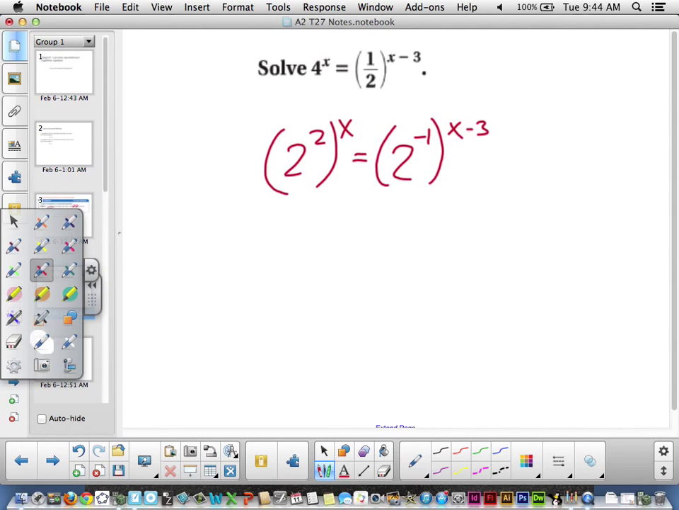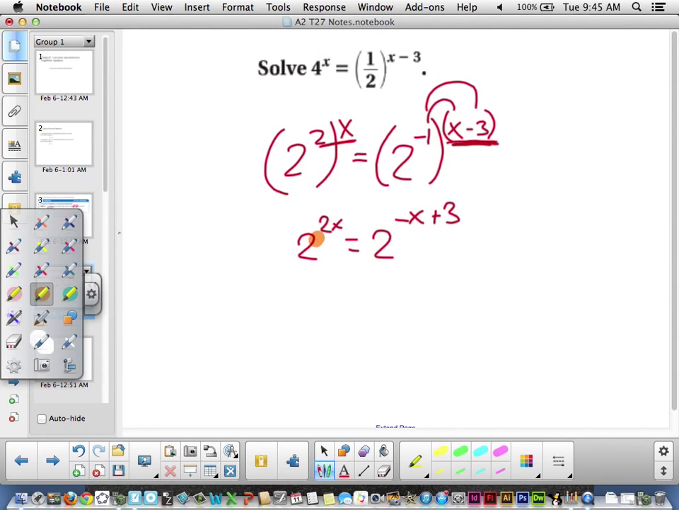And now we want to simplify. Here, power to a power, you're going to multiply. So that becomes 2 to the 2x. Here, power to a power again, so we're going to multiply. We need to remember to multiply negative 1 times the entire expression here. So we need to group it, and that means we're going to distribute. So that rewrites to 2 to the negative x plus 3.